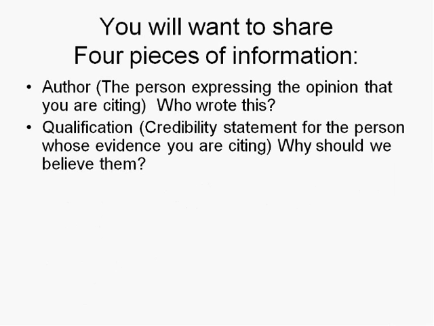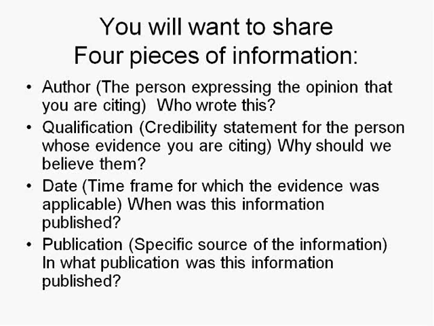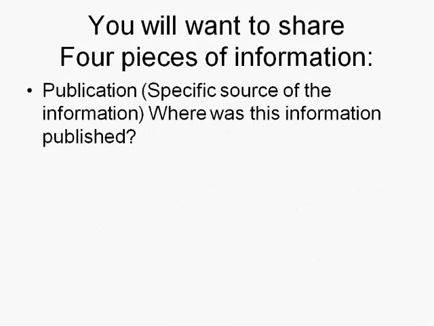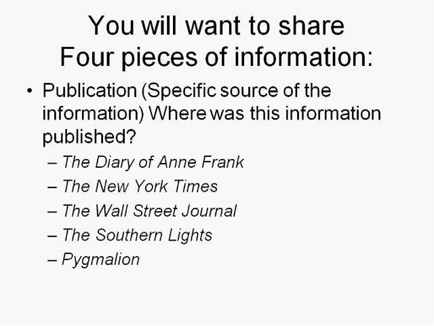So you shared your author, you talked about their qualifications, you discussed the date. The last thing that you're going to want to do is share with us the specific source of the information. In what publication was the information published? Publication is where the information was published. So it might be the Diary of Anne Frank, it might be in the New York Times, it might be the Wall Street Journal, it might be in a novel called The Southern Lights, it might be in a play called Pygmalion, it might be in a book called Natural Health, Natural Medicine.